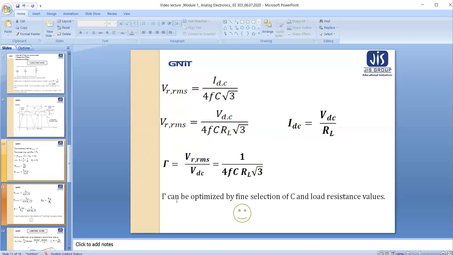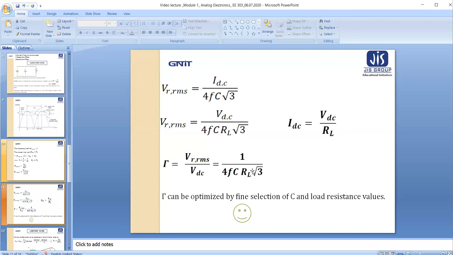We know that for the full wave rectifier, the ripple factor is sufficiently high, and it will not depend on the frequency of the signal or the load resistance. Now in this case, as a capacitor is involved, if we increase the value of the capacitor, automatically tau will be reduced. Also, if we increase the frequency of the incoming signal, then also tau will be reduced.